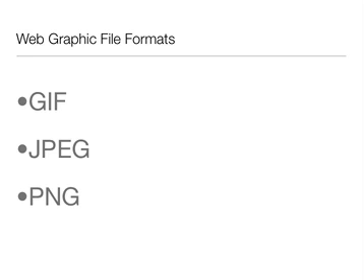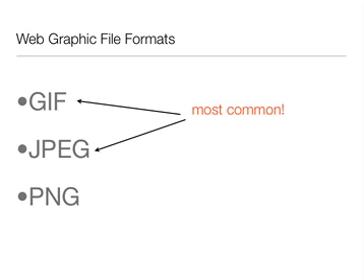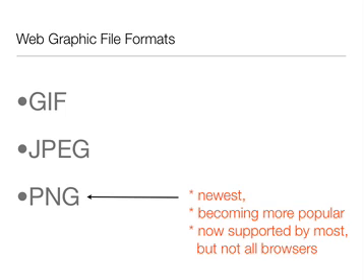This topic is web graphics, understanding web graphic file formats. The file formats for web graphics are GIF, JPEG, and PNG. GIF and JPEG are the most commonly used. PNG is the newest file format and is growing in popularity. It is now supported by most, but not all, browsers.